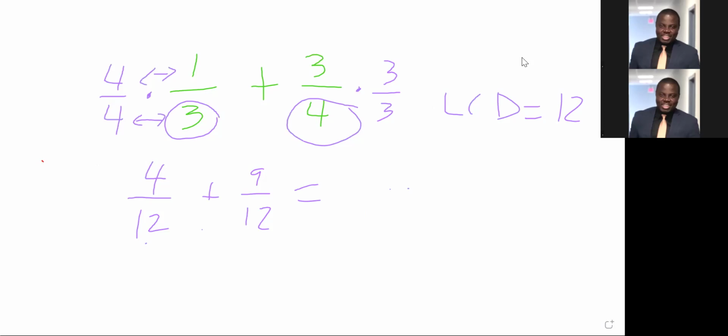4 plus 9 is 13/12. And then I'm going to check real quick. Can I reduce this fraction? Nope. So I'm done. Boom, done. We're going to try another one. And remember, this same thing works for subtraction. Only that at the end, you have to subtract the tops. Okay, another one.